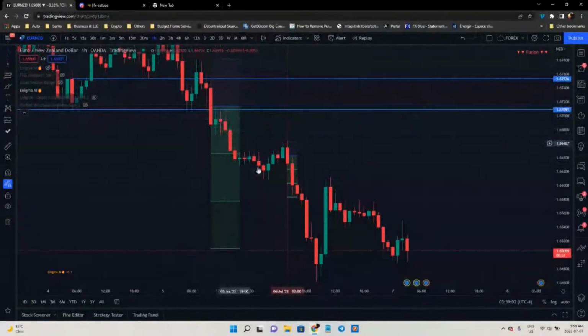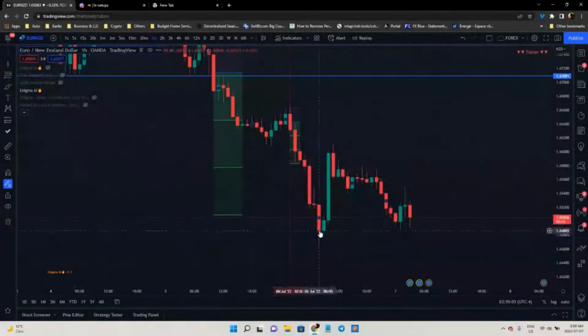So you had two setups. You have the first one here that went to TP3, right here, and then it gives you another setup here for another TP3. Perfect. So that's pretty much it.